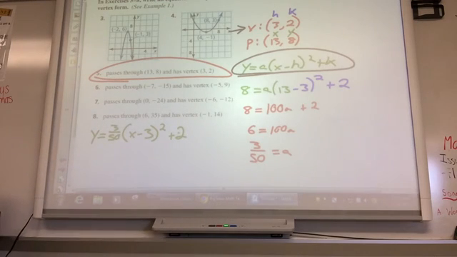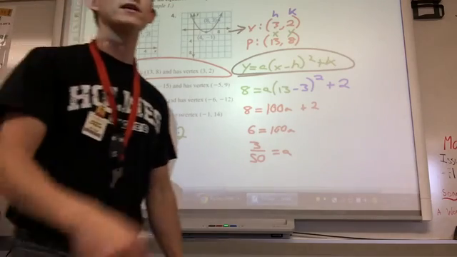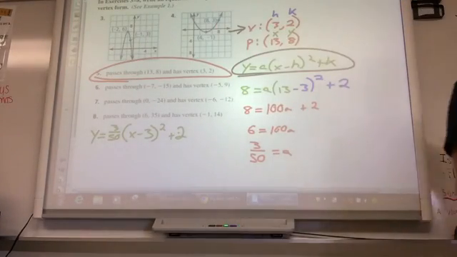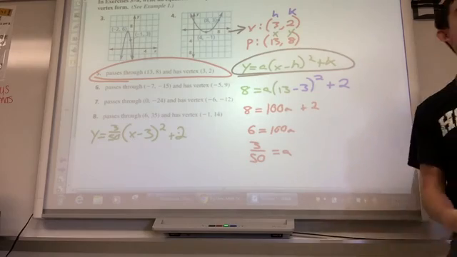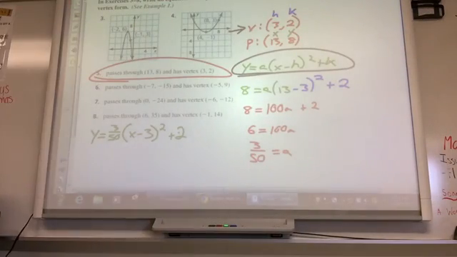In the back of your books, if you want to check that, 3 over 50 might be written as a decimal. Yes, decimal, fraction, guys, it's all the same thing. Decimal fractions, percents, it's all the same thing. Different ways of writing it, but all the same thing.